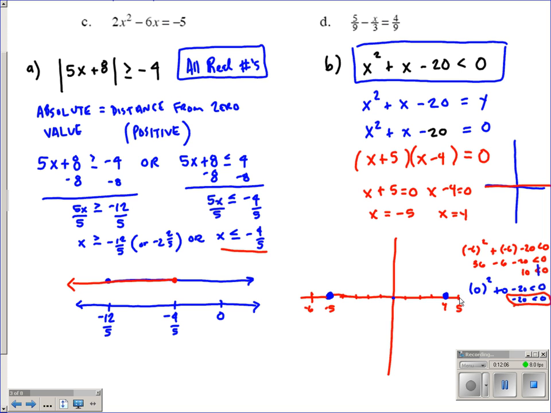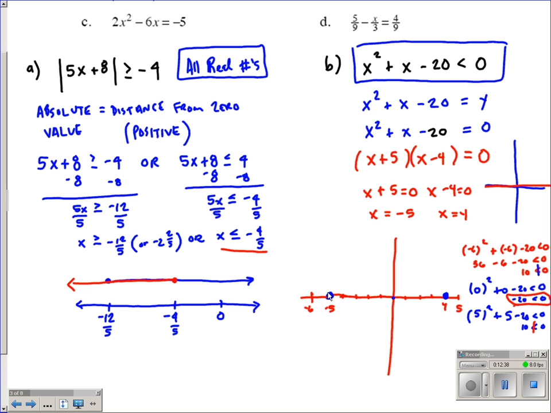And then let's try a value that's greater than 4 just to make sure. So we've got 5 squared plus 5 minus 20. We want to know, is that going to be less than 0? Well, 25 plus 5 is 30. Minus 20 is going to be 10. And we know that 10 is not less than 0, so that does not work.